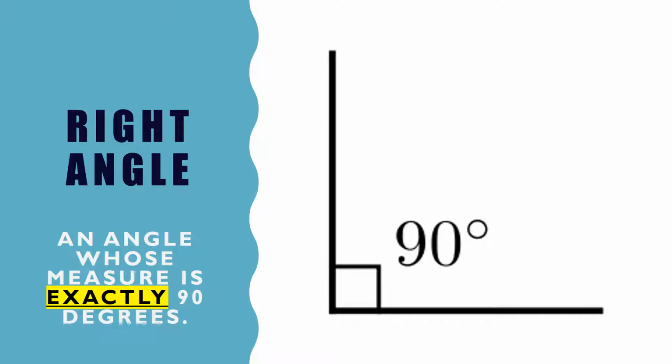The next angle we'll be talking about is called a right angle. And when you hear a right angle or you see a right angle, I want you to think of the word exact, because a right angle is an angle whose measure is exactly 90 degrees. It will not be smaller than 90 degrees, and it will not be bigger than 90 degrees. It is exactly at 90 degrees.